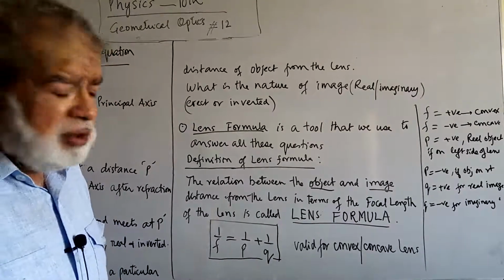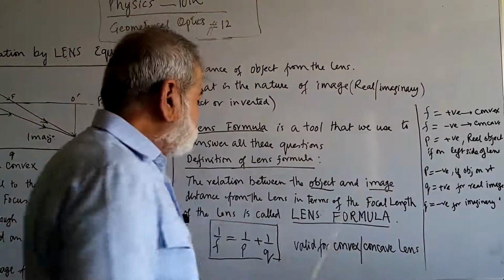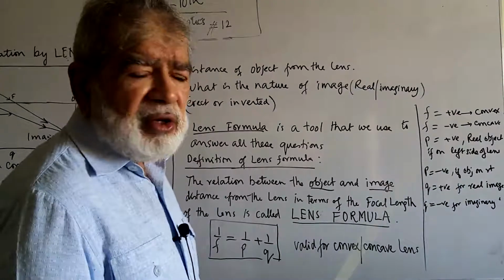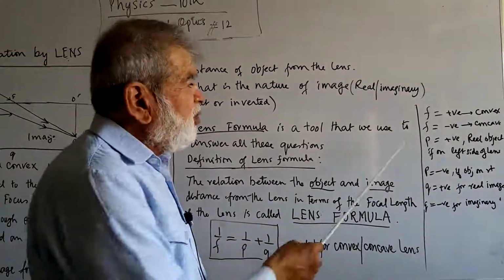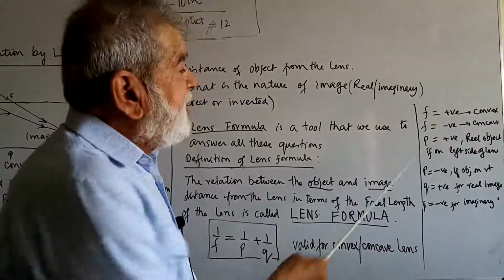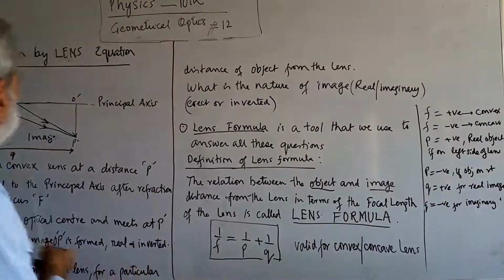However, you will keep the following things in mind: f is positive for convex or converging lenses. F is always negative for concave lenses. P is positive for a real object if it is on the left side of the lens.